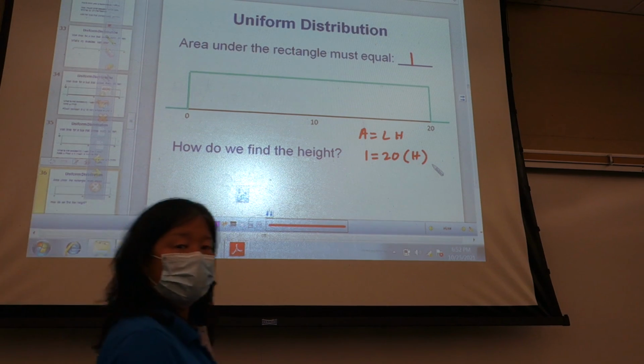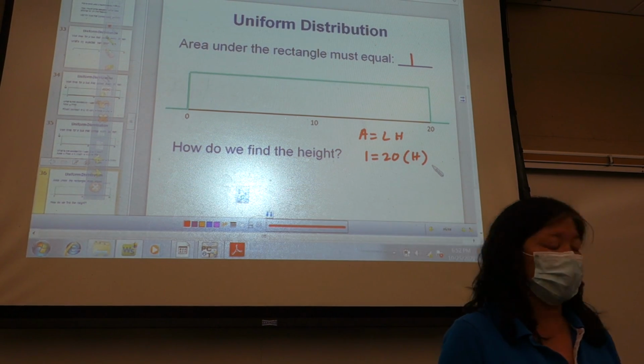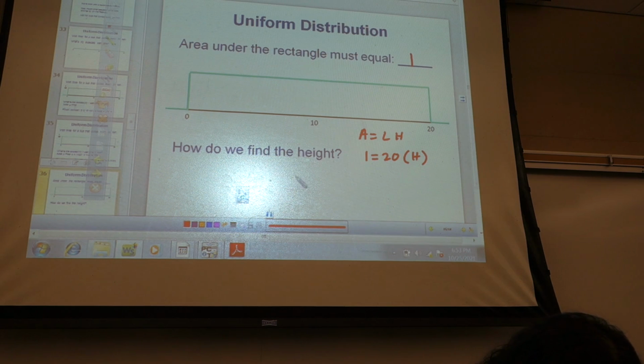All right, the reciprocal. The reciprocal of 20 is 1 over 20. So that means my height must be 1 over 20.